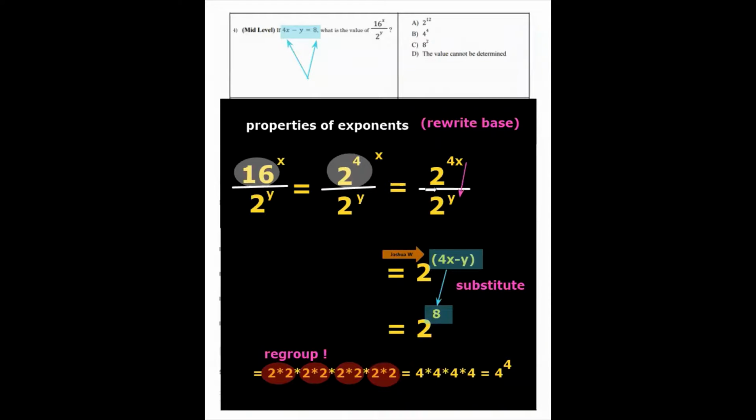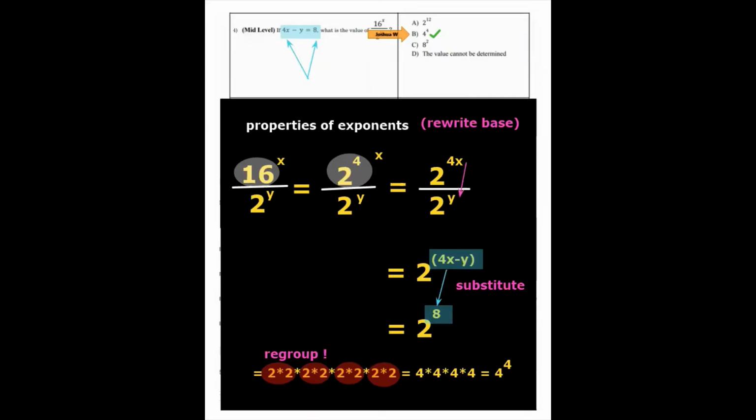But amazingly, we're given that whatever x and y are, they have the relationship that 4x minus y will always be the constant 8. So we can rewrite this algebraic expression, even though we don't know x and y, as 2 to the 8th. Then looking at the answers again, there's no match. 2 to the 12th has to be wrong because it's 2 to the 8th. However, if we write out eight 2's and regroup them as 2 times 2 equals 4, we can rewrite it as 4 to the 4th, and the correct answer is B.